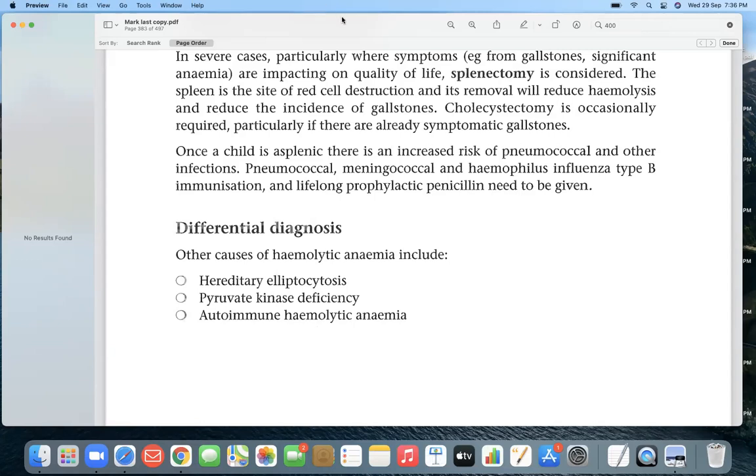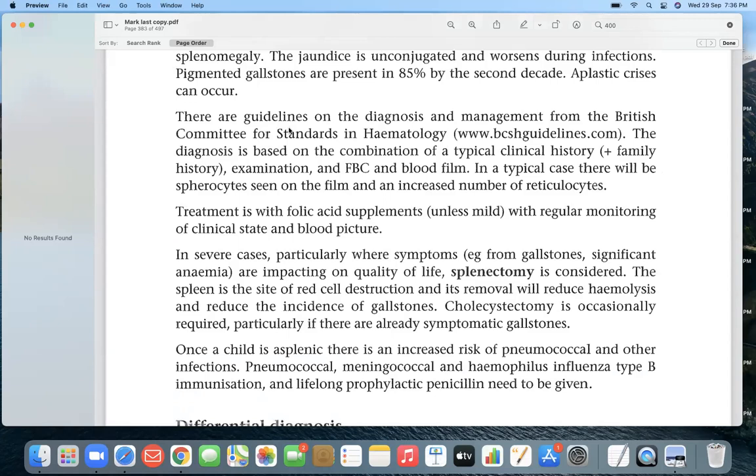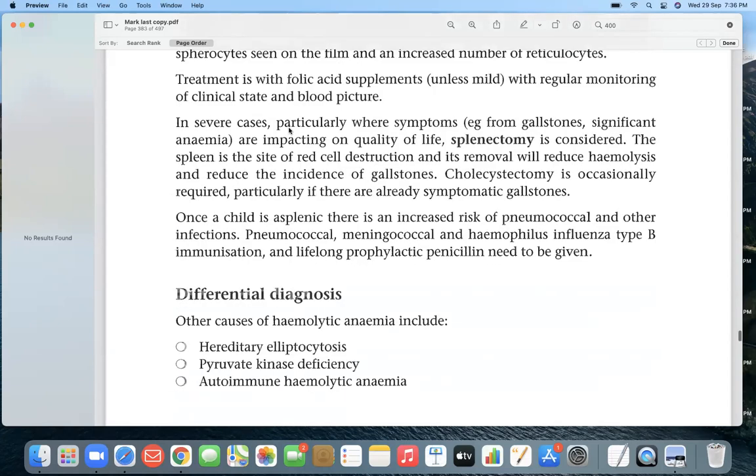This pyruvate kinase deficiency presents the same as hereditary spherocytosis. It presents at a very early age, in the neonatal period, I think. This elliptocytosis, the same kind as spherocytosis, is a shape problem. But pyruvate kinase deficiency presents earlier.